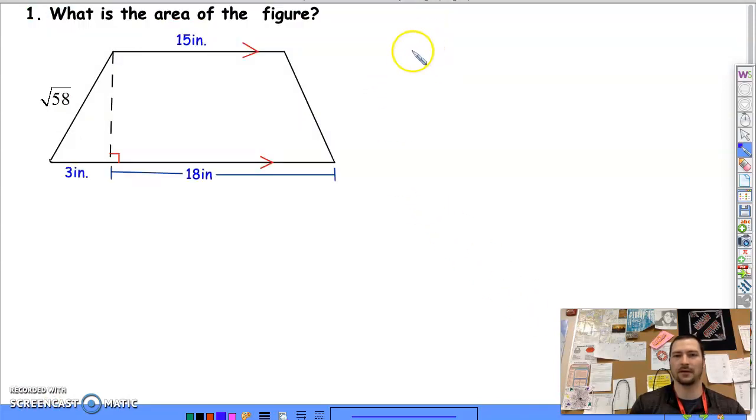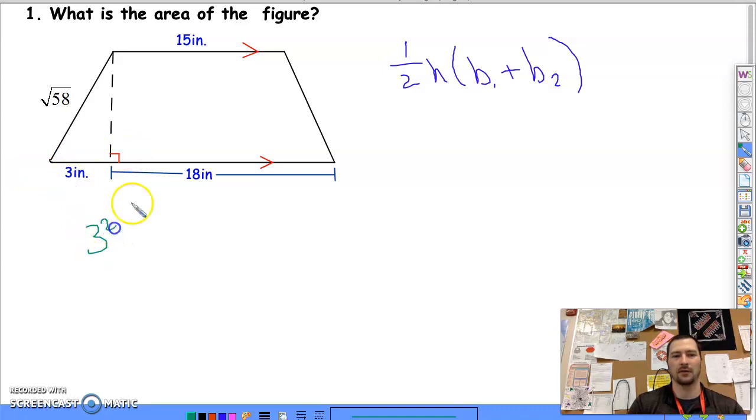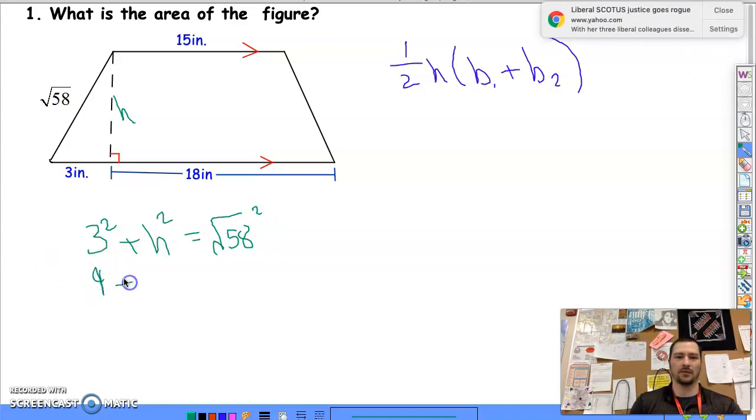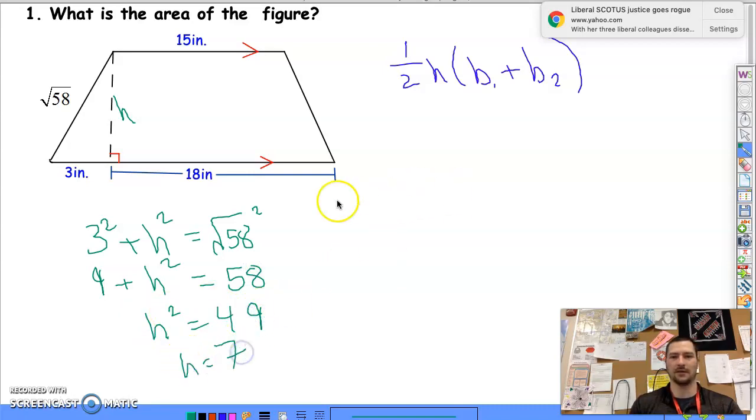I'll write that formula down again: 1/2 height times base 1 plus base 2. All right, so the height, well, that's a problem. We don't know what it is. So right away, we're going to have to use the Pythagorean theorem with this right triangle. We're going to go 3 squared, and we'll call this h for height, plus h squared equals the square root of 58 squared. So that gives us 9 plus h squared equals 58, so h squared equals 49, and h is 7.